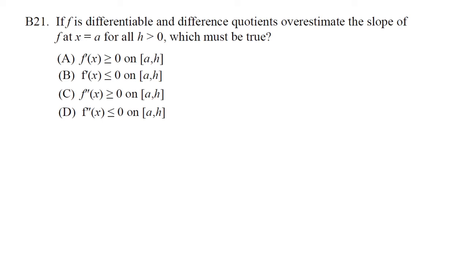Given that f is differentiable and the difference quotients overestimate the slope of f at x equals a, which of the following must be true? The difference quotient, that's just f of x plus h minus f of x all over h, which happens to be the slope of the secant line.